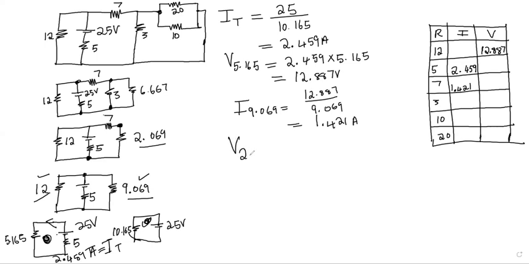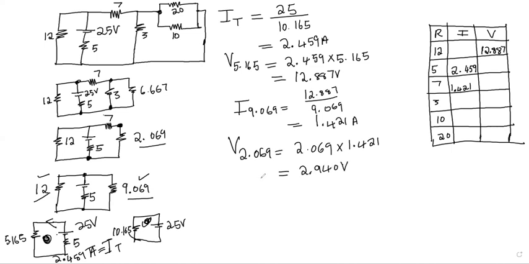So V of 2.069 is equal to 2.069 multiplied by 1.421. 2.069 times 1.421 is equal to 2.940.